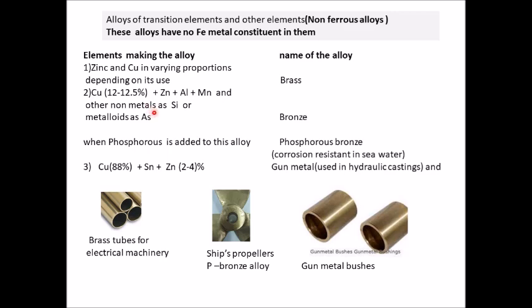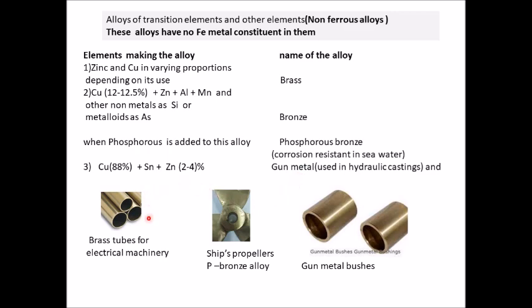For example, you see here that zinc and copper used in varying proportions make up brass. Then zinc, copper, aluminium, manganese, again the proportions being fixed, make up bronze. If phosphorus is added to this alloy, it becomes phosphorus bronze, and it is very corrosion resistant in seawater. So you can obviously find its applications in all the ships as well as in any instrument that will be used under seawater.